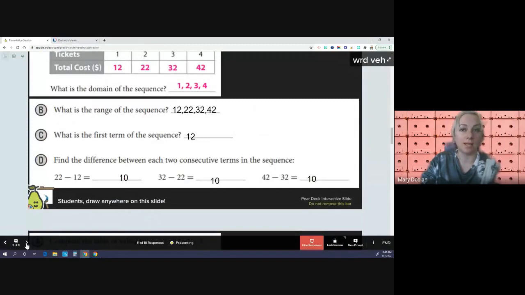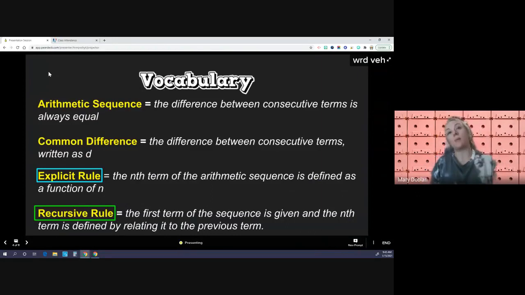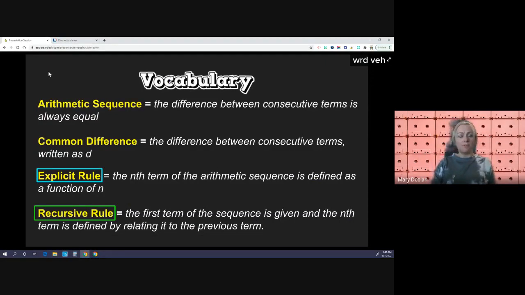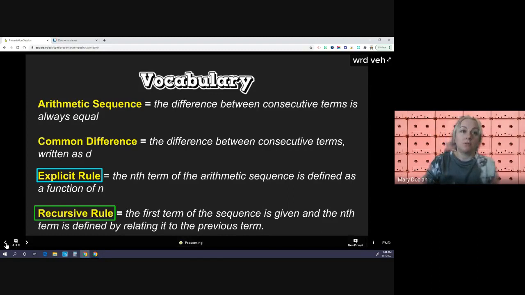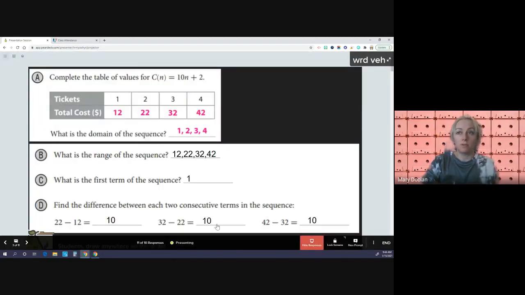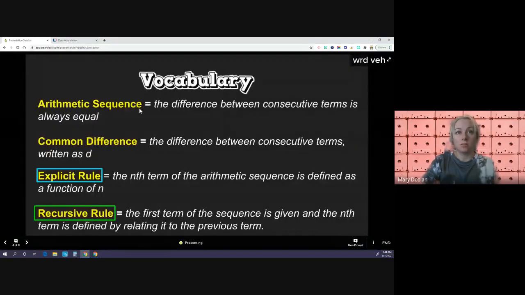Okay, so you will be able to go back and change your responses here, but I am going to move everyone forward. Okay, and so we're looking at vocabulary now. We defined arithmetic sequence on Tuesday, but I'm defining it again just a little bit differently now. So it's the difference between consecutive terms is always equal. So when you have an arithmetic sequence, the difference between consecutive, like in a row, the terms, is always the same amount. On this example, our difference was 10 each time, okay? Because we're adding 10 each time. So that's an arithmetic sequence.